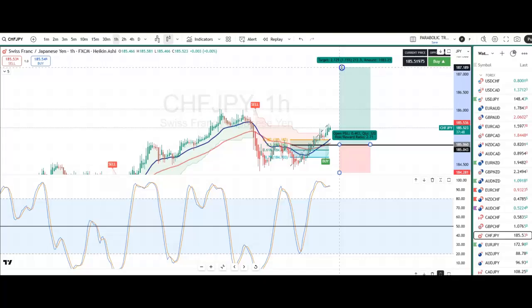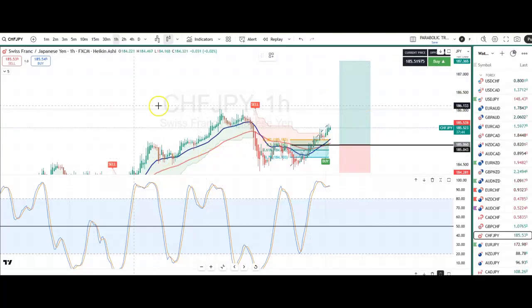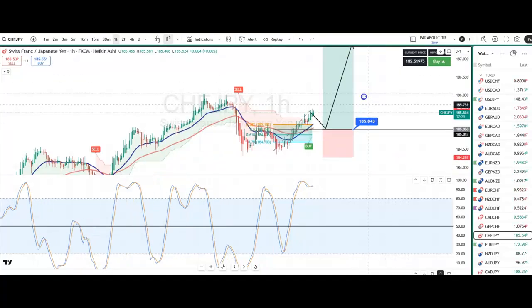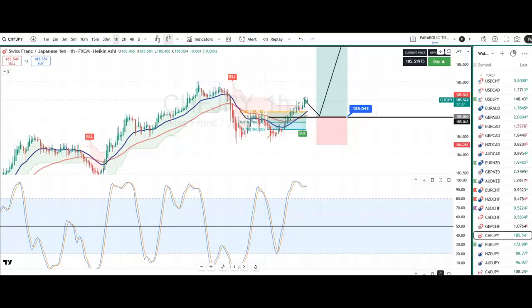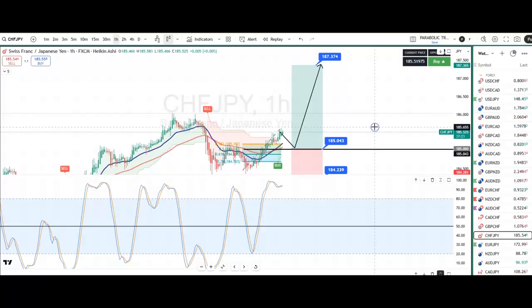We could go 3 times on that one because it's a pullback, can't we? 3 times is fine. So any kind of pullback to 185 is going to bounce and give you an opportunity to go to 187.37. Just make sure your stop is the previous swing low. 184.20 is good.